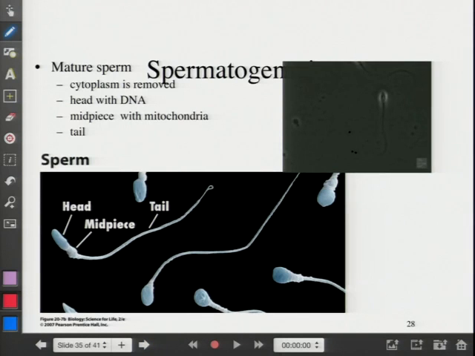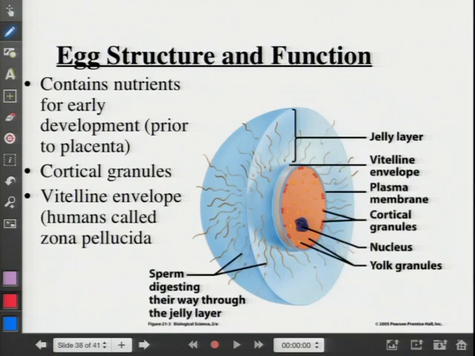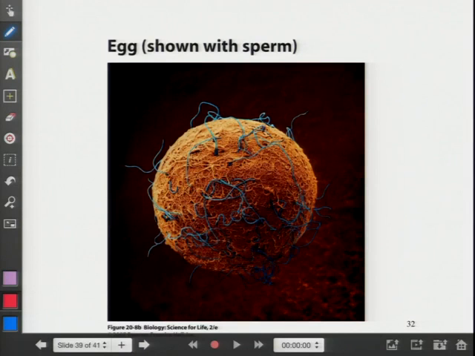Okay. And then the rest of this stuff you guys need to know about the structures and all the pieces and all that stuff, but I'm not going to read it to you because that's boring. There's, again, a colorized version of the egg and all his little sperm friends.